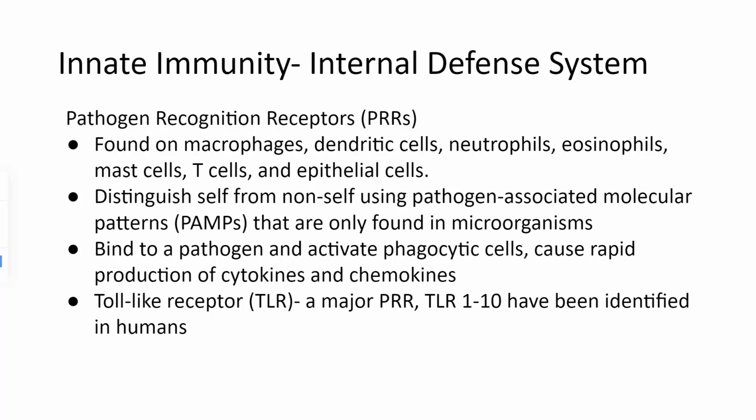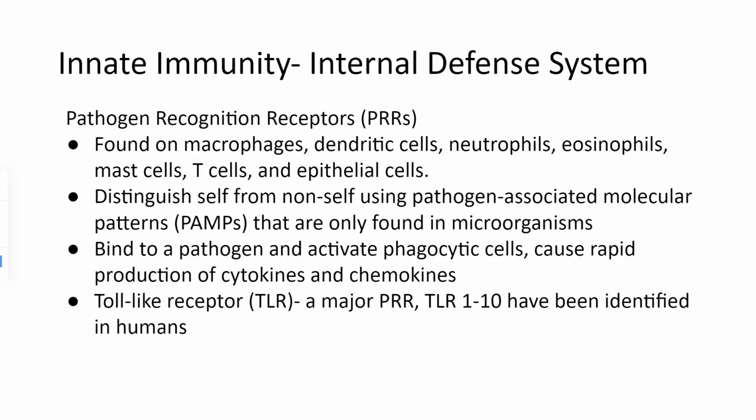Pathogen recognition receptors, PRRs. If you just pause and think about those terms, because sometimes when terms are thrown, even at me, I'm like, wow, that's a big term, and it's hard to digest. Pathogen recognition receptors. What do you think those can do? They're receptors that recognize pathogens. Where do you think those would be good to be on? Probably some type of white blood cell. So PRRs are in fact found on macrophages, dendritic cells, neutrophils, eosinophils, mast cells, T cells, and epithelial cells.